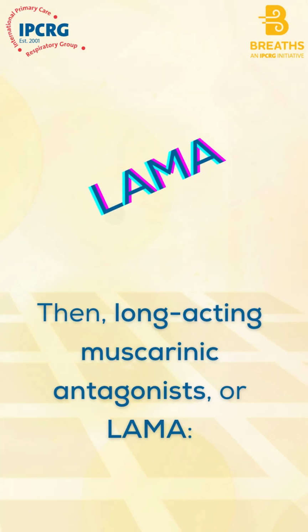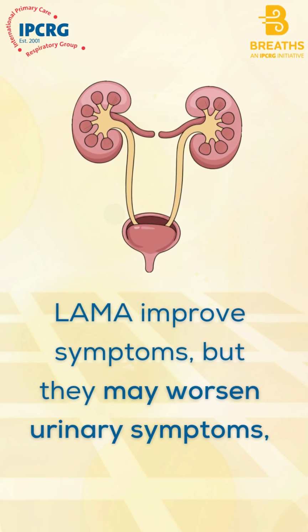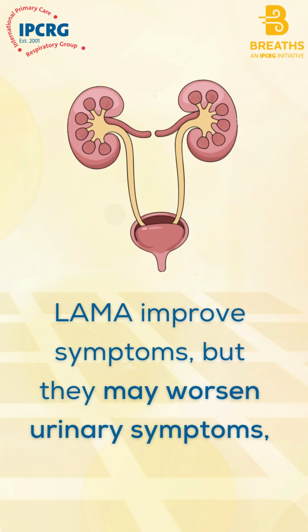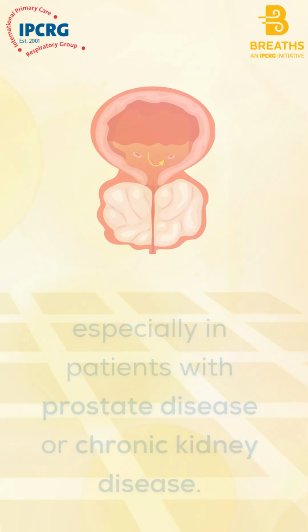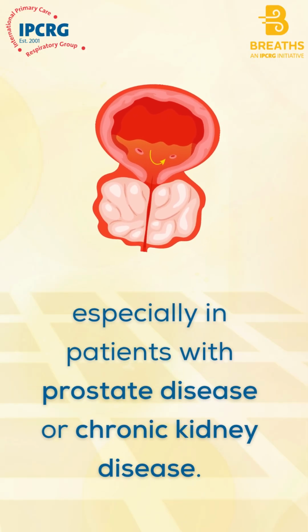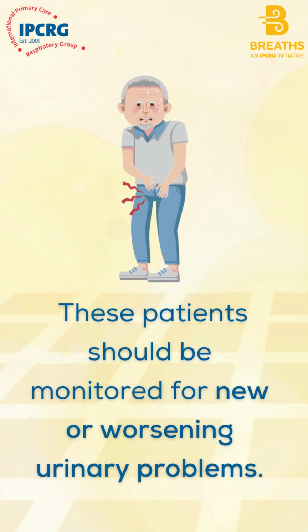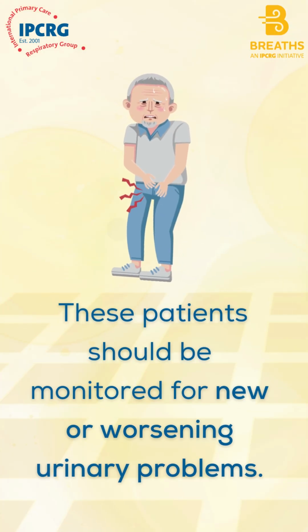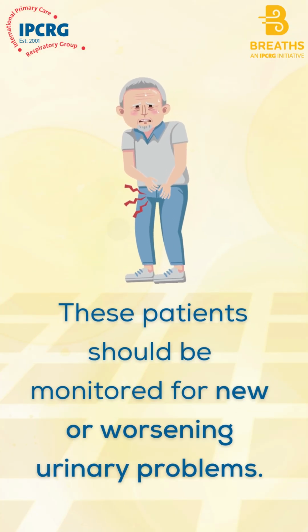Then, long-acting muscarinic antagonists, or LAMA. LAMA improve symptoms, but they may worsen urinary symptoms, especially in patients with prostate disease or chronic kidney disease. These patients should be monitored for new or worsening urinary problems.